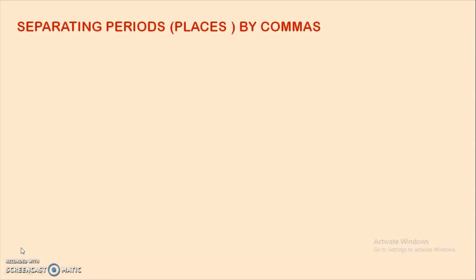Separating periods by commas. Periods means nothing but places or simply place values. So the technical term used in our textbook is periods. That can also be called places. So we'll see how we separate them by commas. Since we are using the Indian system, we have some standard notations here.